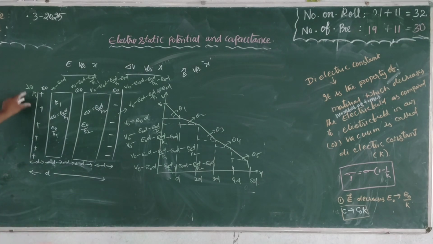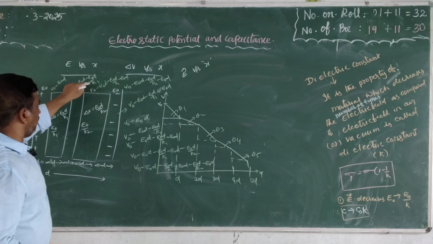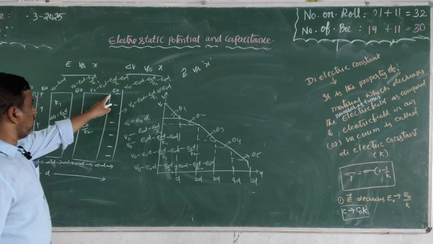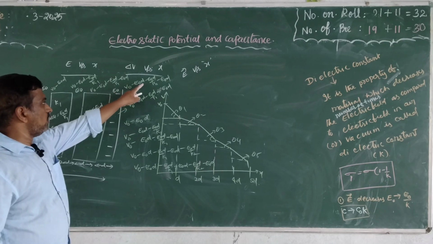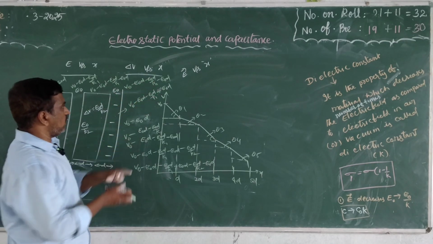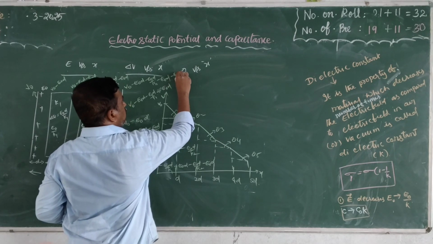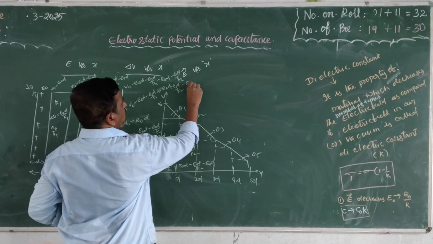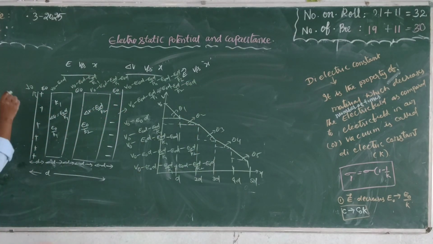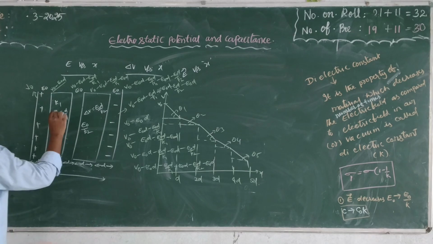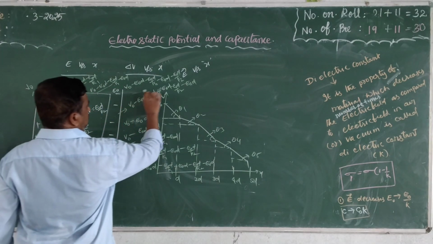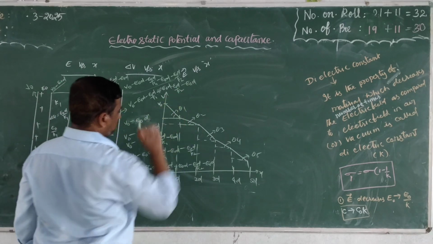One minute. Here V naught, then V naught minus E naught D, then V naught minus E naught D minus E naught D by K1, then minus E naught D. Then minus E naught D by K2, and then minus E naught D. Yes, here the potential is this one, and this total is the potential, so that is what I write here.